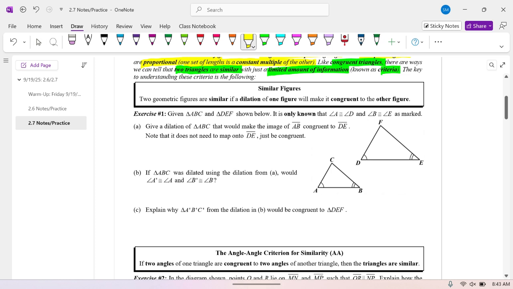So again, if they're similar figures, we already talked about this. Similar, if a dilation of one figure will make it congruent to the other figure. All right. So the angles are still congruent, but the sides are now proportional. So if we give a dilation that would make AB congruent to DE, note that it does not need to map onto DE just to be congruent. All right. So they told us up here that angle A is congruent to angle D and angle B is congruent to angle E, which they already marked for us.